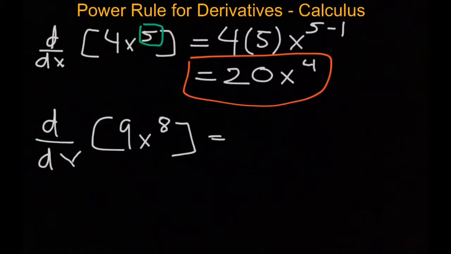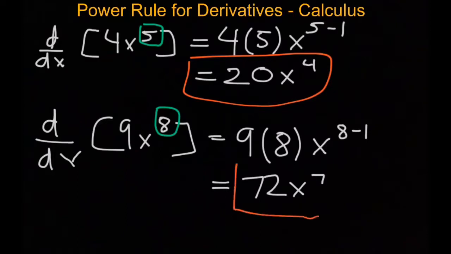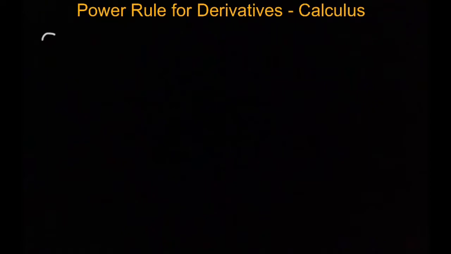For the second one, our n value is 8. So let's rewrite this. 9 times 8, x to the power of 8 minus 1, simplifies to 72x to the power of 8 minus 1, which is 7. So we're left with 72x to the power of 7 as our derivative for 9x to the power of 8. So try these two questions.